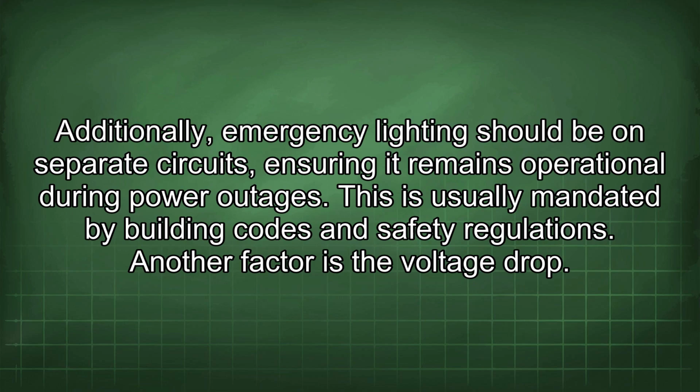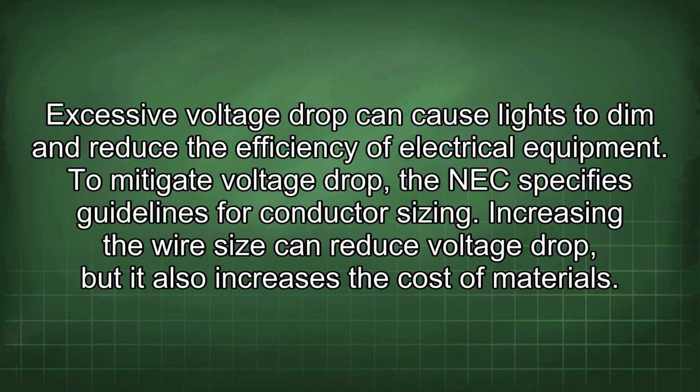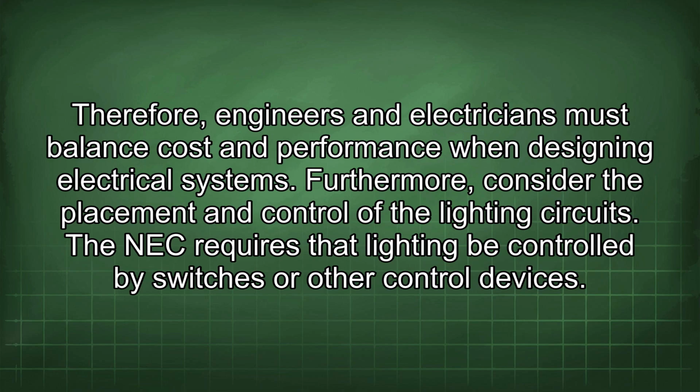Additionally, emergency lighting should be on separate circuits, ensuring it remains operational during power outages. This is usually mandated by building codes and safety regulations. Another factor is the voltage drop. Excessive voltage drop can cause lights to dim and reduce the efficiency of electrical equipment. To mitigate voltage drop, the NEC specifies guidelines for conductor sizing. Increasing the wire size can reduce voltage drop, but it also increases the cost of materials. Therefore, engineers and electricians must balance cost and performance when designing electrical systems.